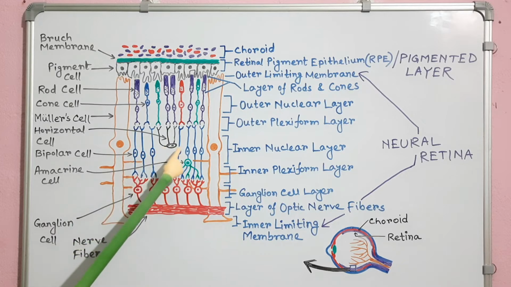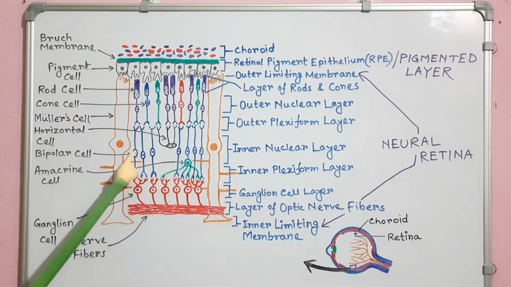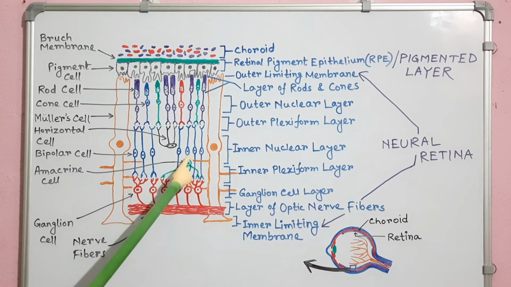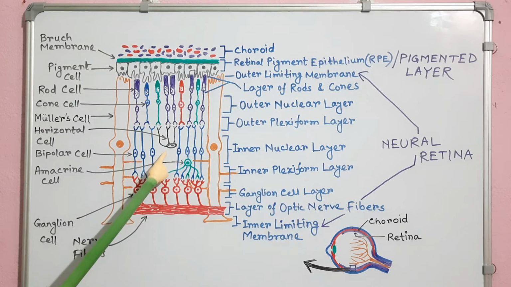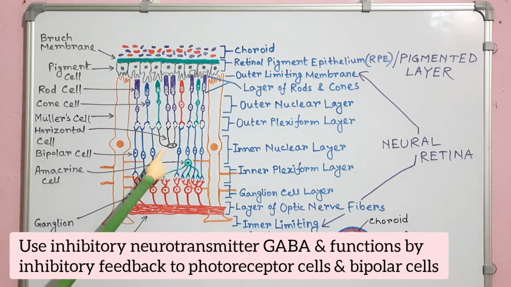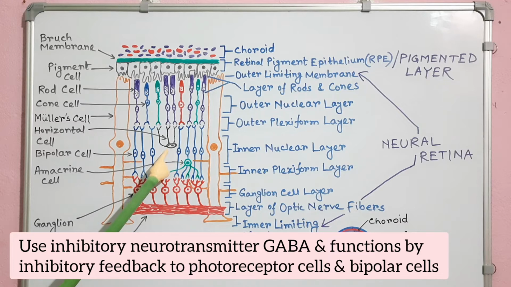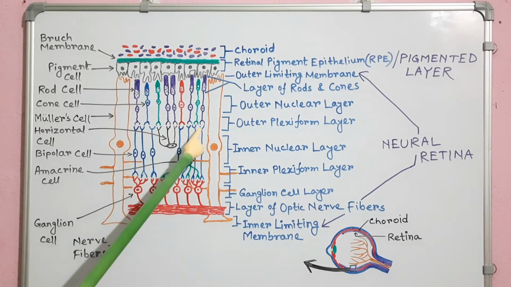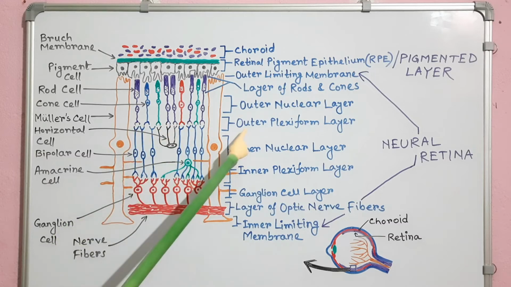These are bipolar cells. These cells are second order neurons in the visual pathway which transmit signals from photoreceptors to ganglion cells. This is a horizontal cell. The horizontal cells use the inhibitory neurotransmitter GABA and function by inhibitory feedback to photoreceptor cells and bipolar cells. In this layer, synapses occur between photoreceptor, bipolar and horizontal cells. This layer is named as outer plexiform layer.